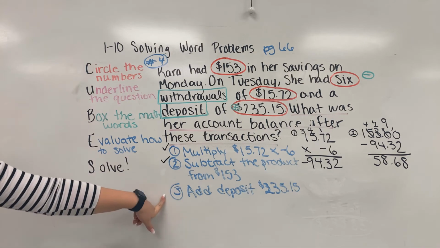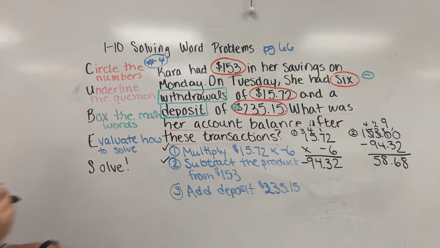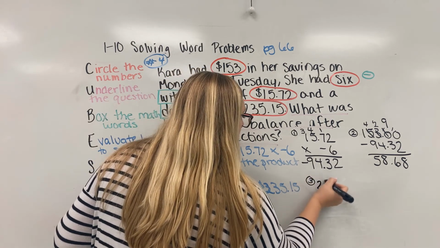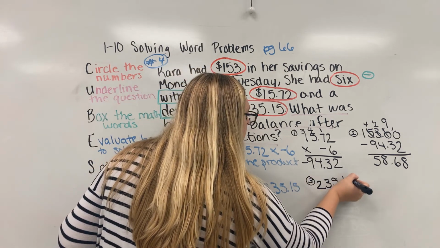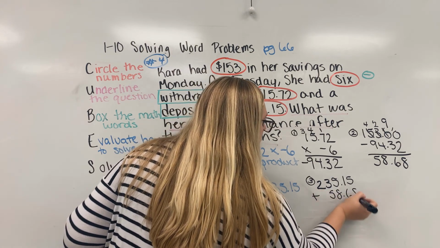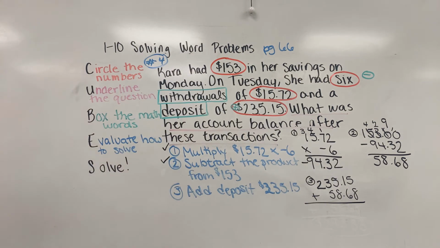Our last step is we're going to add the deposit with the amount of money that was in her account. So we're going to take $235.15 and we're going to add $58.68 to that. Okay. So we'll get our addition all set up here.